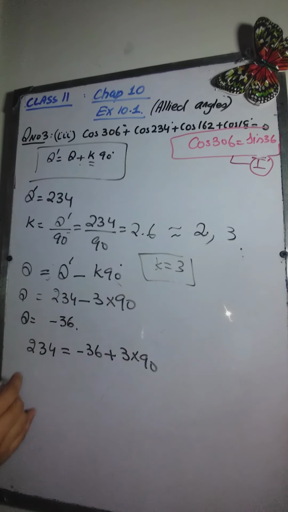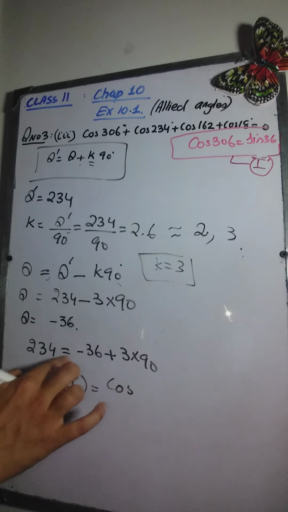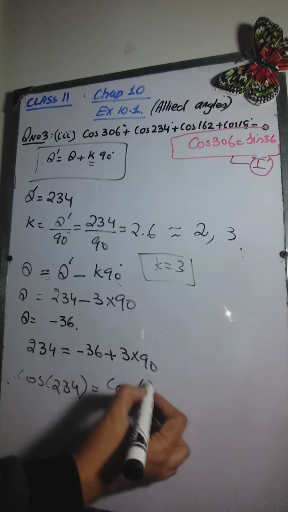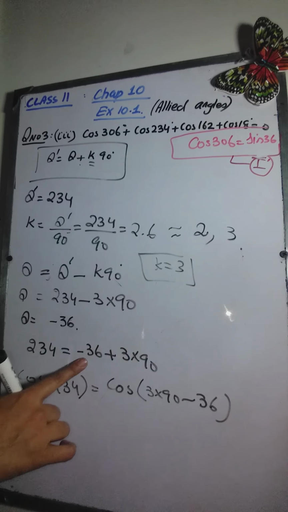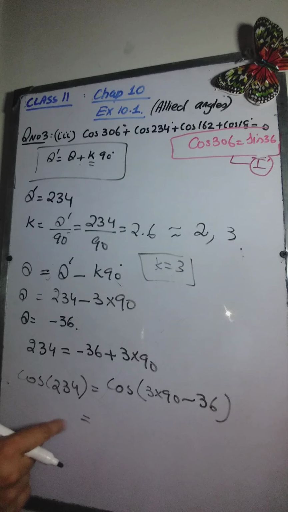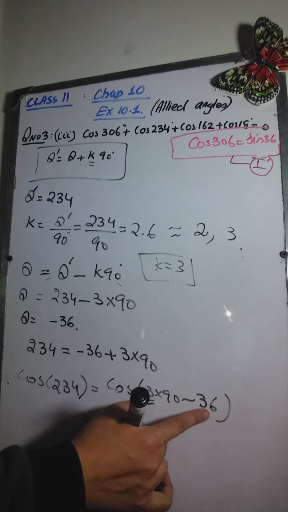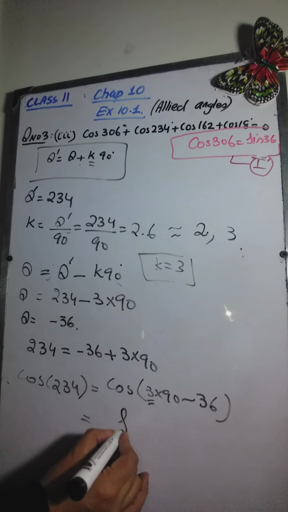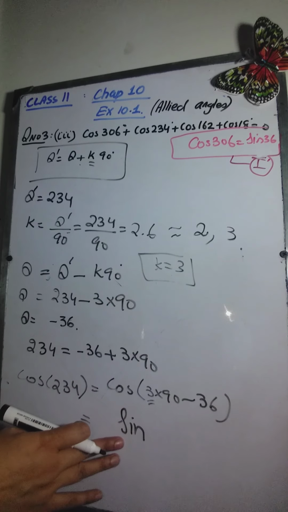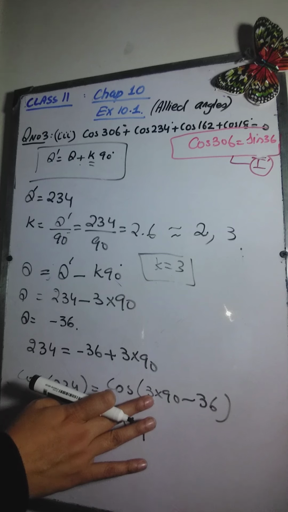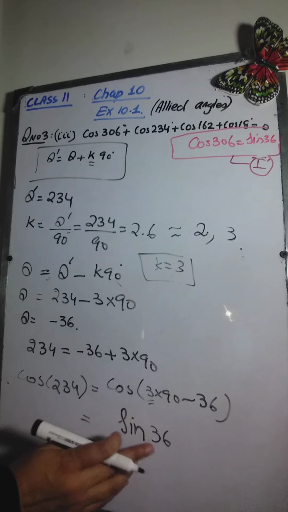Now we have to find cos of 234. Cos of 234 is equal to cos of 3 into 90 minus 36. This expression can be written as 3 times 90 minus 36. Now as we have an odd multiple of 90, cos will change to sine of this acute angle which is involved. Because if we have an odd multiple of 90, the trigonometric ratios change to the co-ratio. Cos will change to sine because of this odd multiple, k is equal to odd. This will be equal to sine of 36.